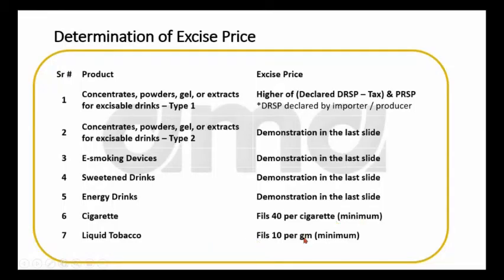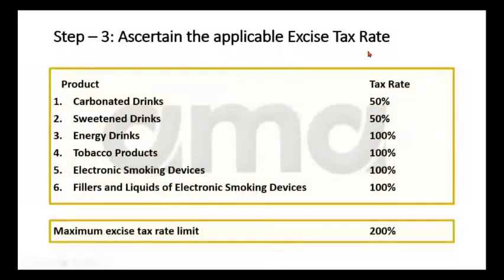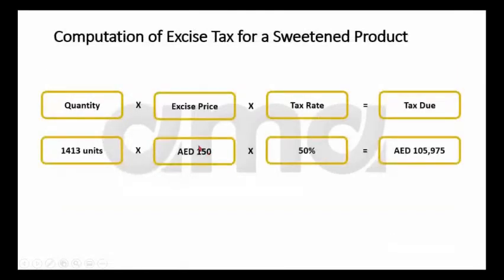So we have covered the quantities and excise price. Then come the applicable weights. Carbonated and sweetened drinks 50%, and the remaining four products 100%, and it can be raised by the government up to 200%, which is the maximum limit. Now this is the excise price computation method: you assume the quantity we have discussed, excise price, tax rate, and due tax. So this will be the tax you have to pay.